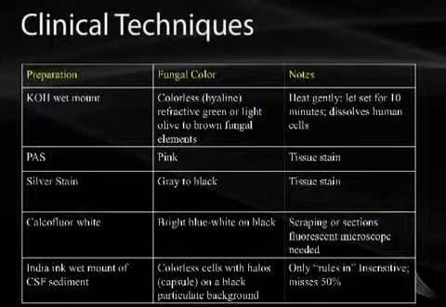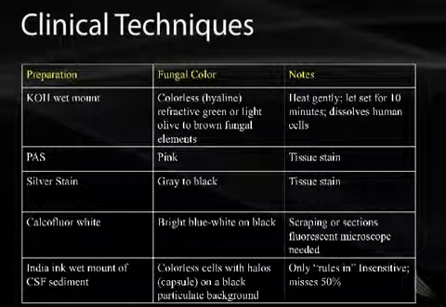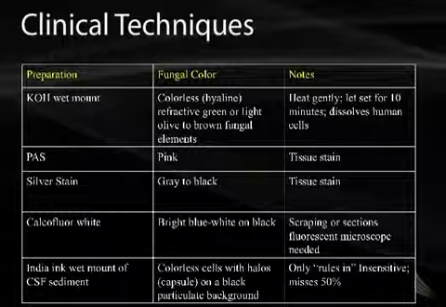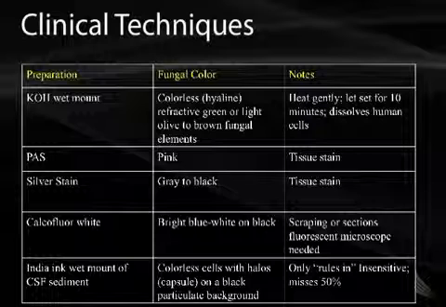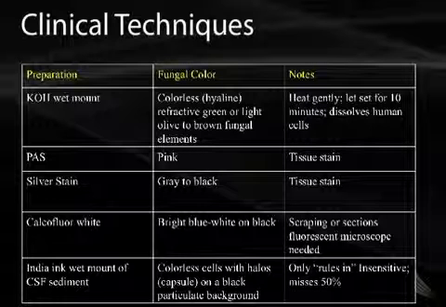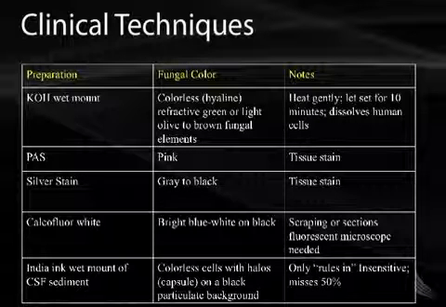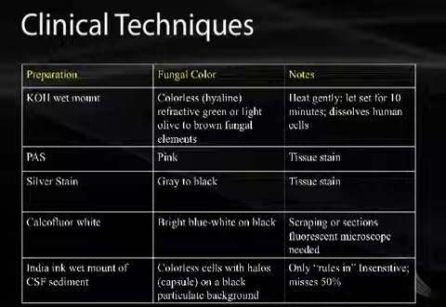This table shows a lot of the unique characteristics of fungal staining and the frequent stains that we use to identify fungi. So you have the KOH wet mount, which is good for most fungi, PAS, silver stain, and calcofluor white. Finally, you can do India ink, a wet mount of CSF sediment. This is very good for Cryptococcus. I would review this table as it will be important and frequently tested on in Step 1.